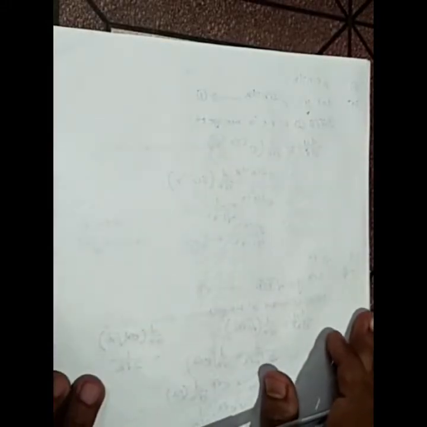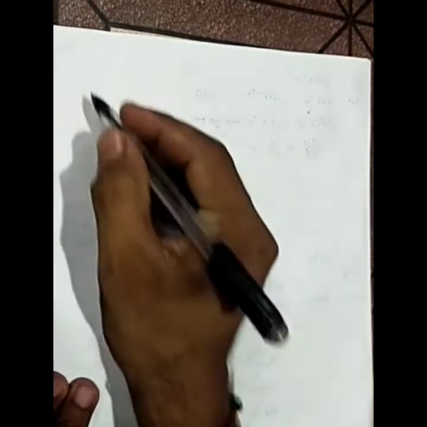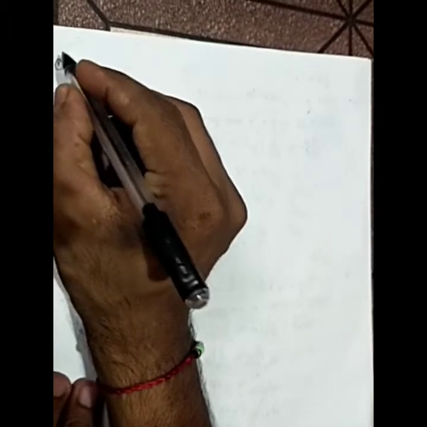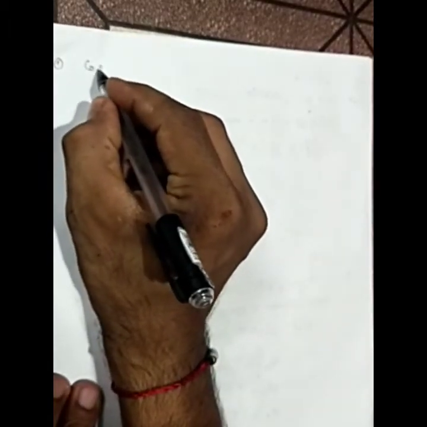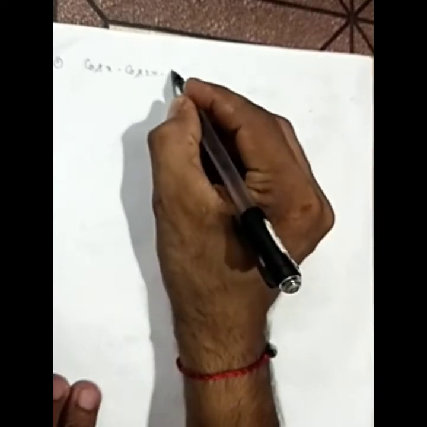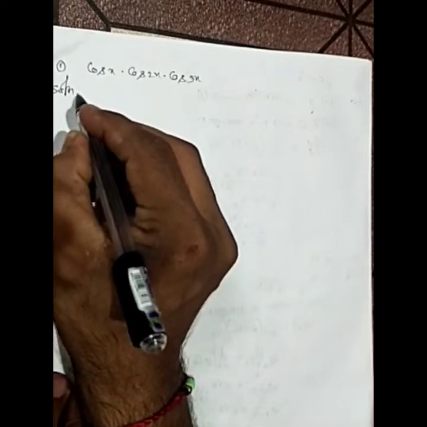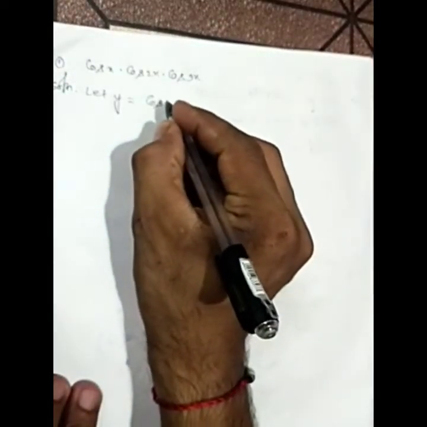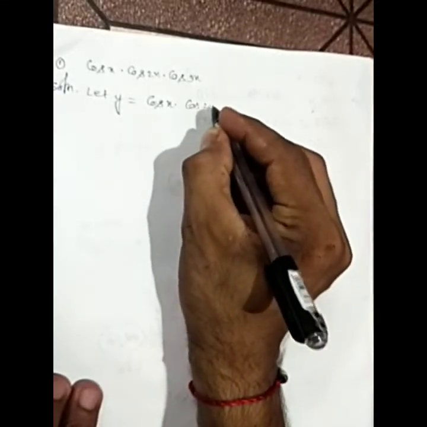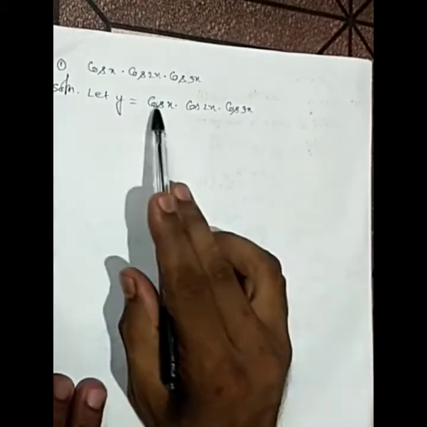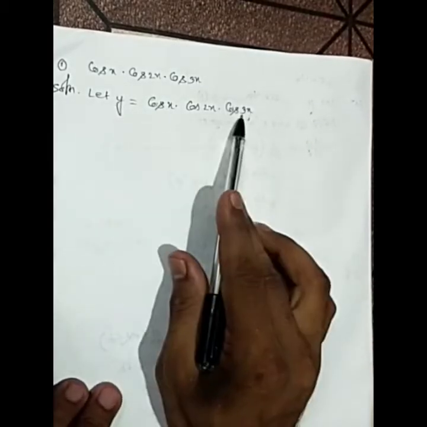Let us take another question related to exercise 5.5. Okay, see, I'm showing you number 1, cos x into cos 2x into cos 3x. Solution: let y equal cos x cos 2x into cos 3x. Now see, there are three functions.